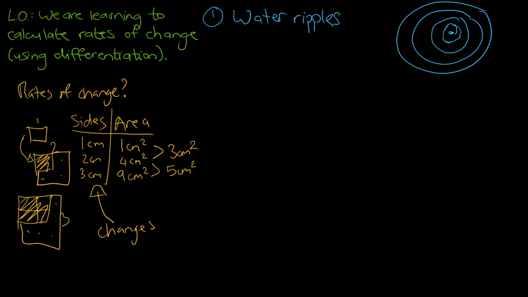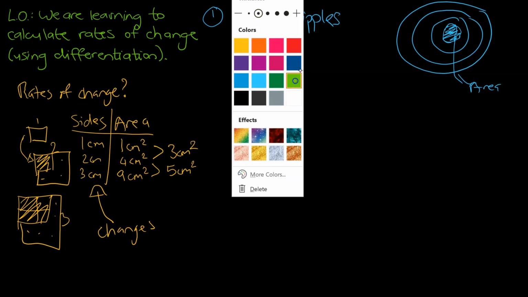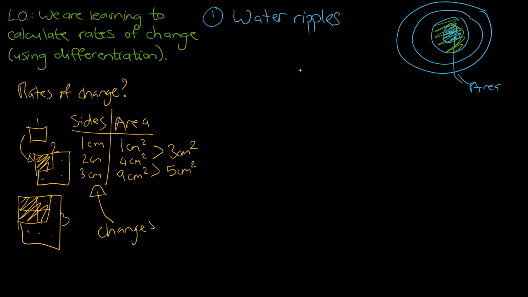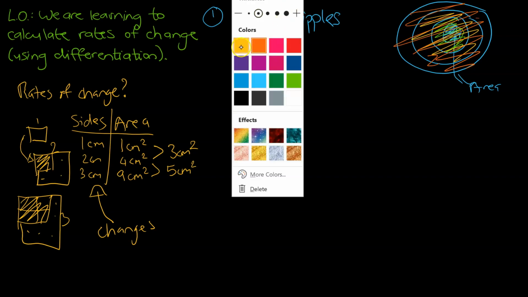What we're trying to calculate is the rate at which the area is changing. So for example, we can find the area of the inner ripple. But what would that be after that? So that would be the next one. And then if we go again, what would it be after that? And then finally, what would it be after that? So we're trying to figure out how much would be changing as the radius changes as well.